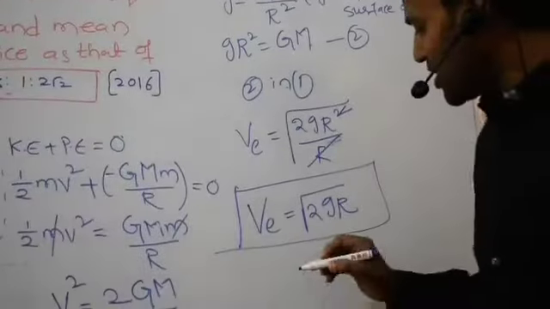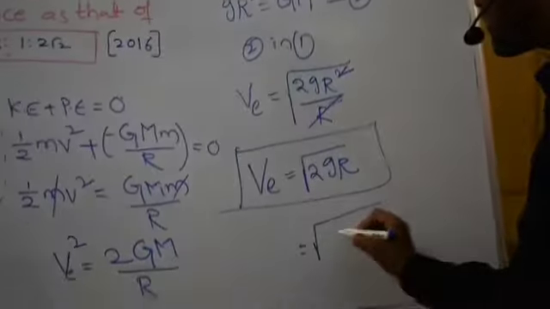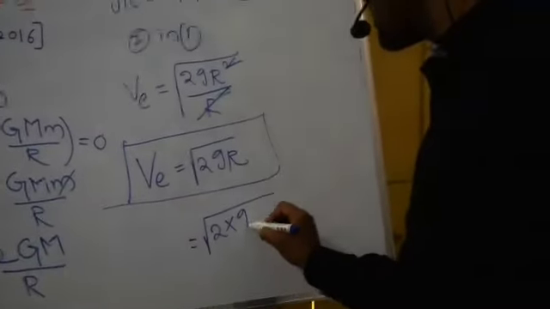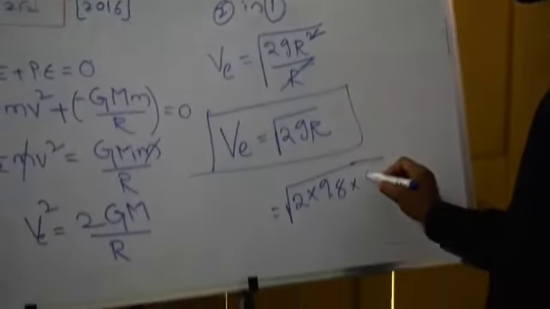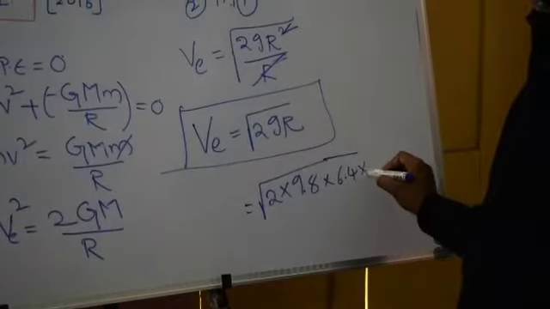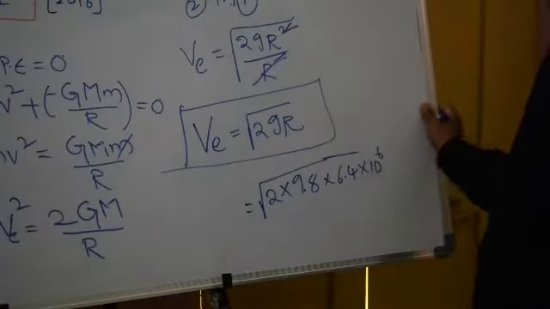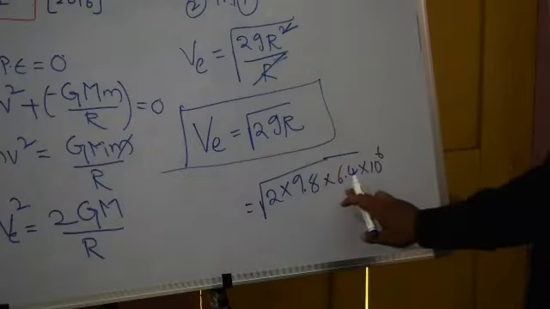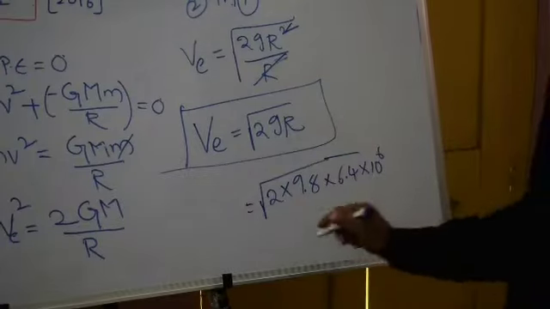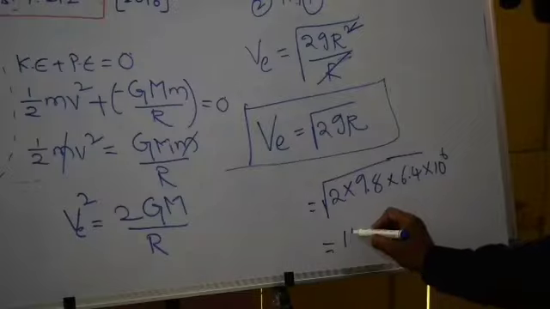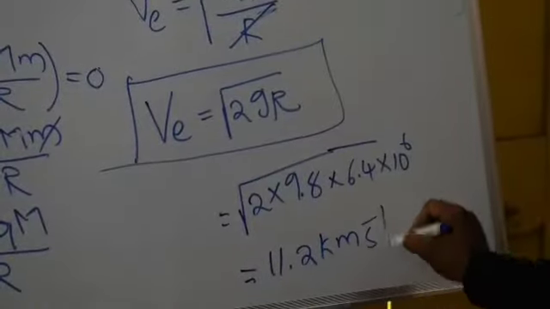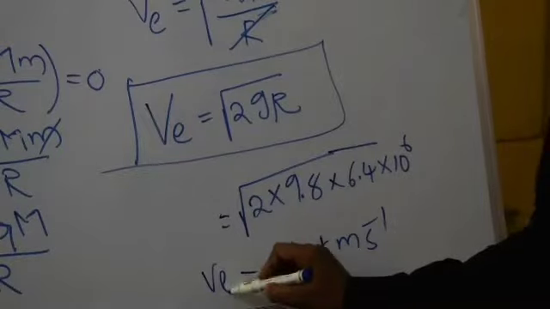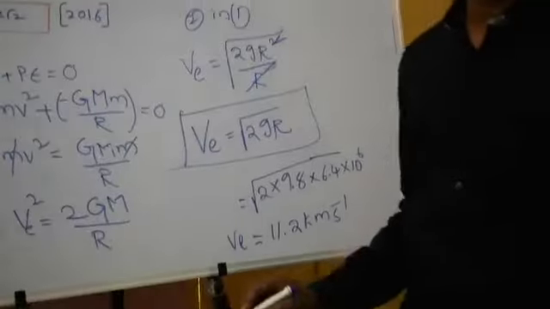Here the value of small g we know very well: g is equal to 9.8 meter per second square, and the radius of the Earth R is equal to 6.4 into 10 to the power of 6 meters. If we calculate this equation, we get 11.2 kilometer per second. This is the escape velocity of the object.